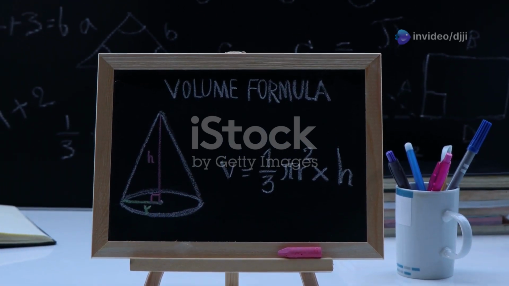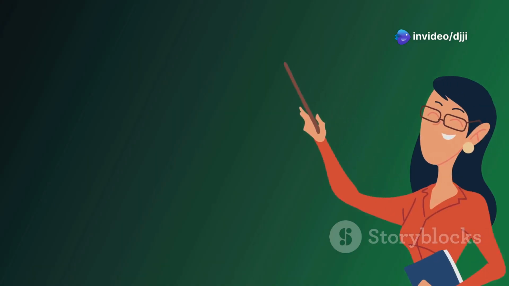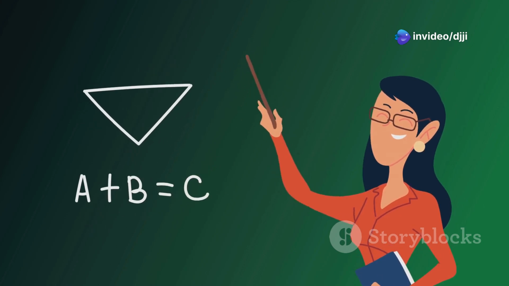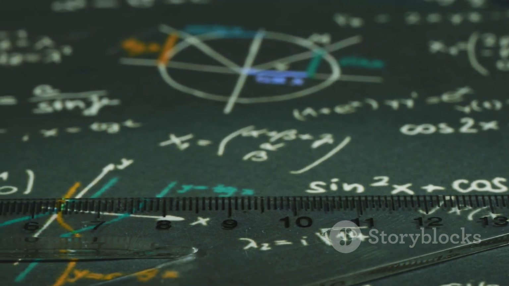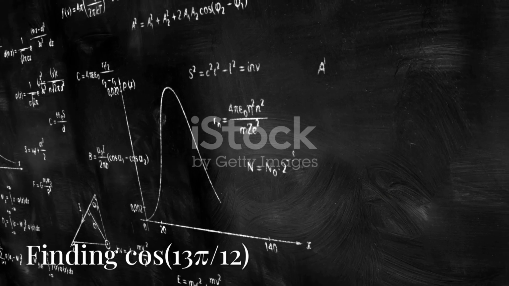Alright, so now let's evaluate the values. You just substitute the known trigonometric values for the special angles into the identity, and then simplify the expression to find the exact value.